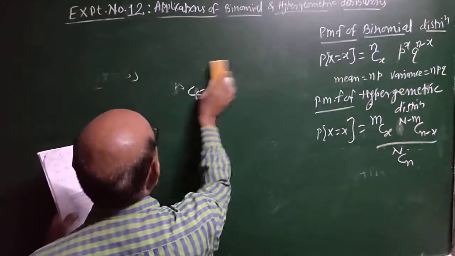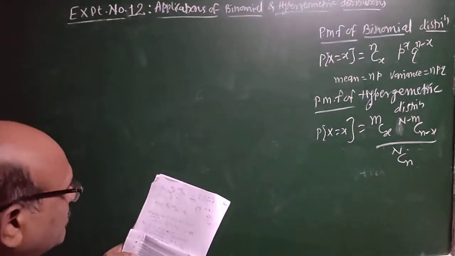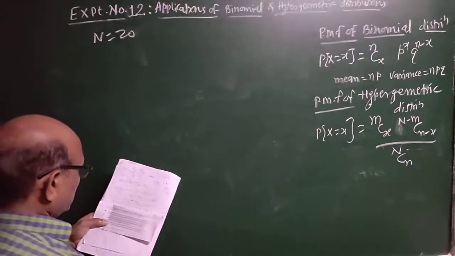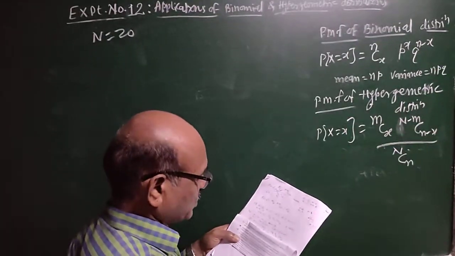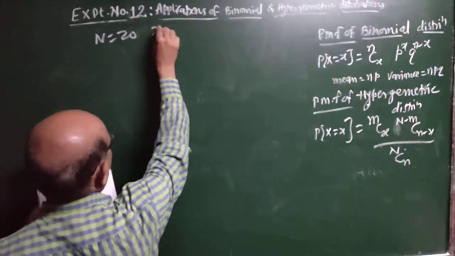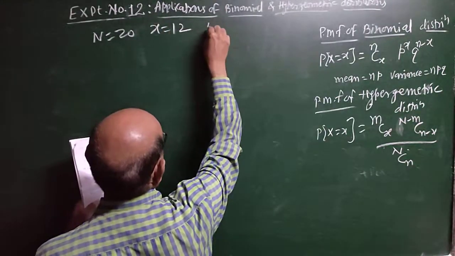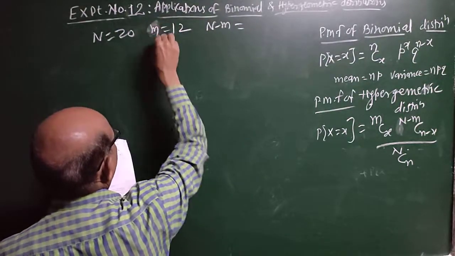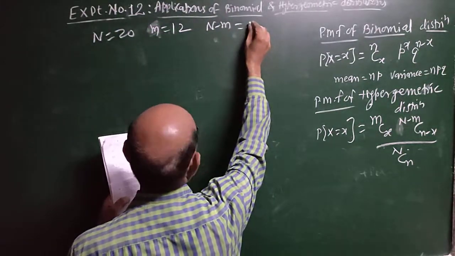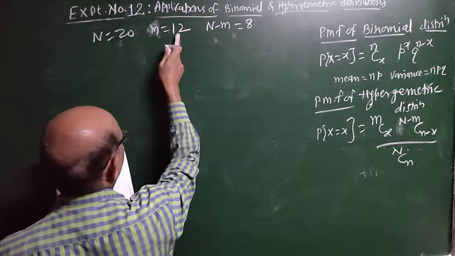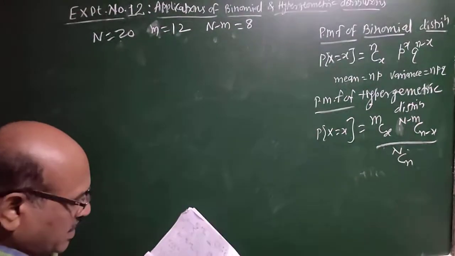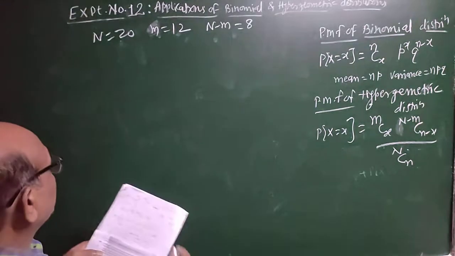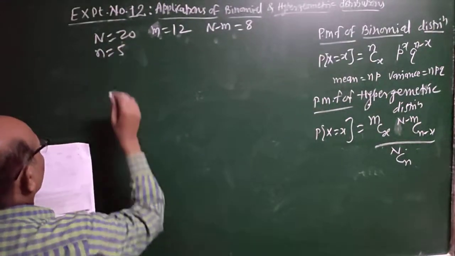Okay, a club has 20 members, that means N equal to 20 members, of which 12 are boys. So one category is boys, M, and the other category is N minus M, which will automatically be 8. This minus this will be 8, and 8 are girls. If a committee of 5 is selected, so small n is 5, and you want to obtain how many of them will be boys.